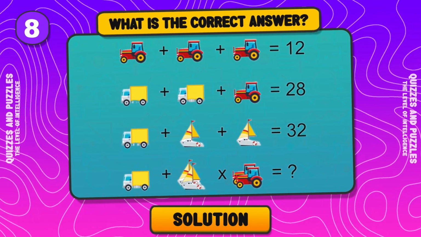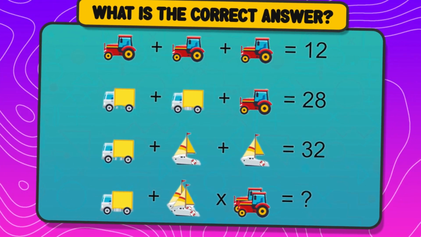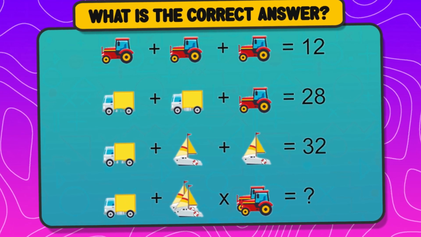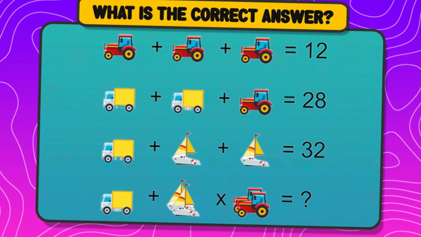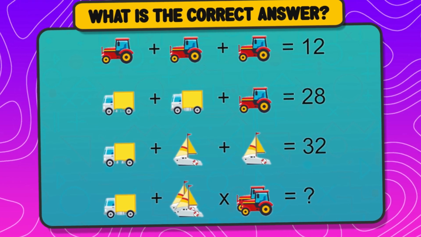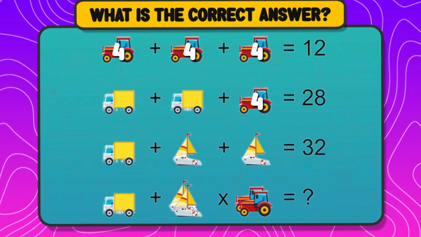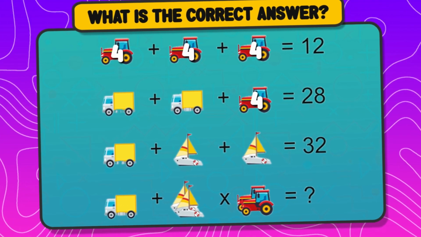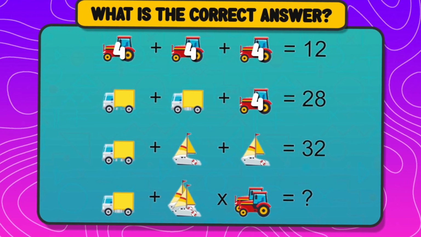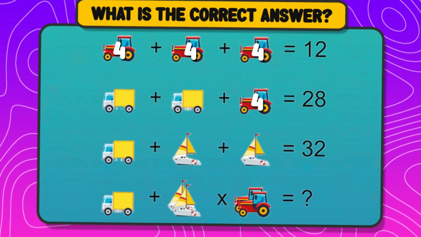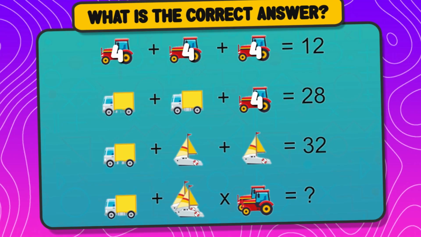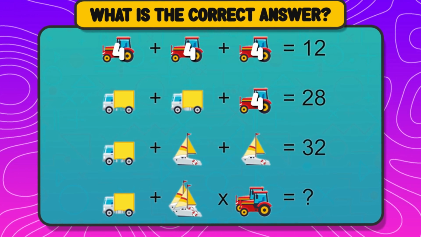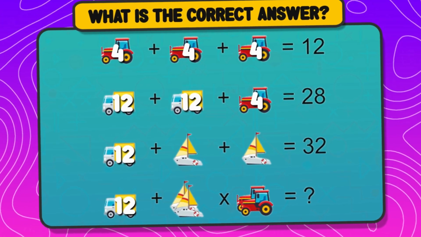Solution. In the first row, the answer is 12. To determine the number corresponding to the tractor, we divide this answer by 3 and get 4. Thus, the tractor equals 4. In the second row, the answer is 28. To figure out the number hidden under the truck, we subtract 4 from 28. We get 24, then divide by 2, and the truck equals 12.